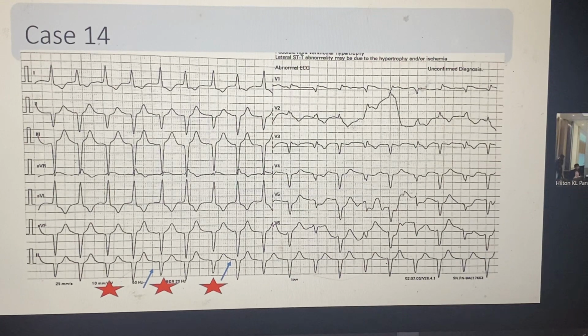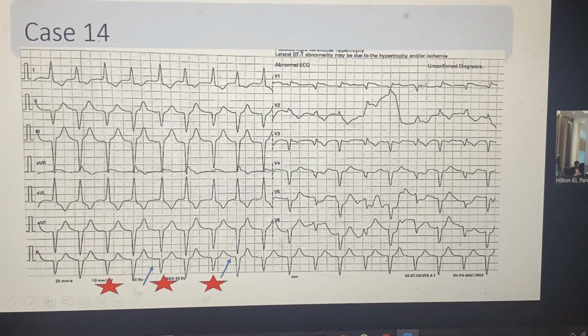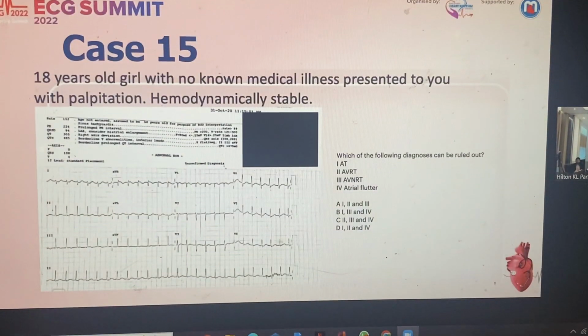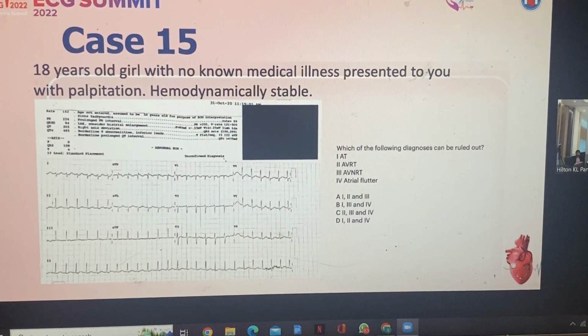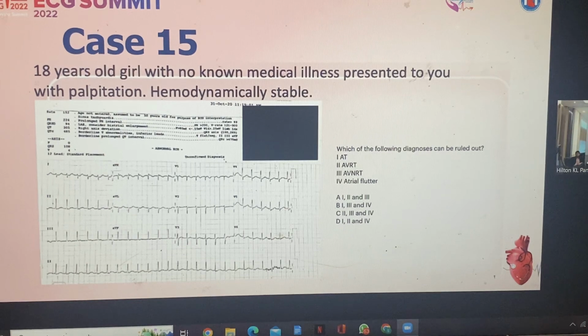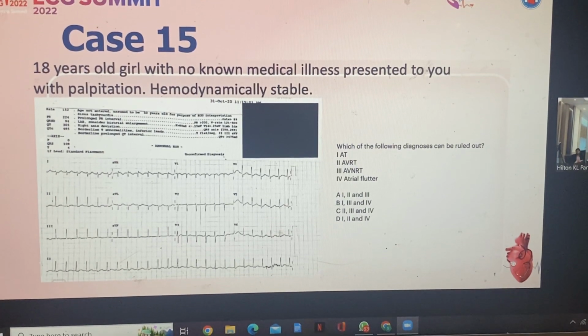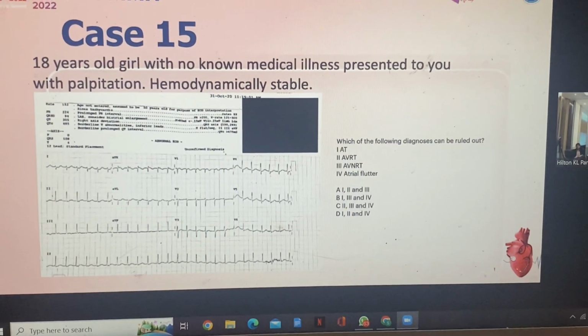So I'll pass to you. So I think this is the last question already before we announce the winner, right? So this one is the case. An 18 year old girl without any medical illness came with palpitation. And just see the poll.